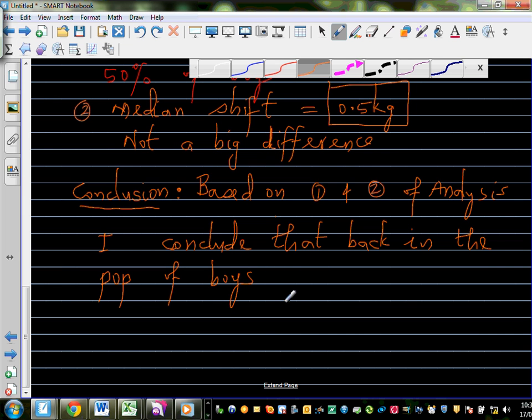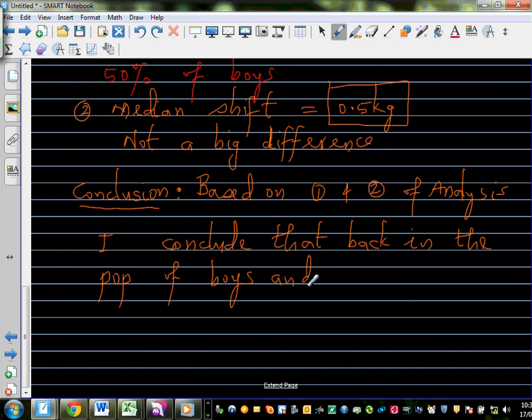We are trying to make sense of what would be the population median. Based on this sample statistics, can we talk about the population of boys and girls? So I conclude that back in the population of boys and girls of year 11 students at CHBC, what should I conclude? This is the most crucial part.